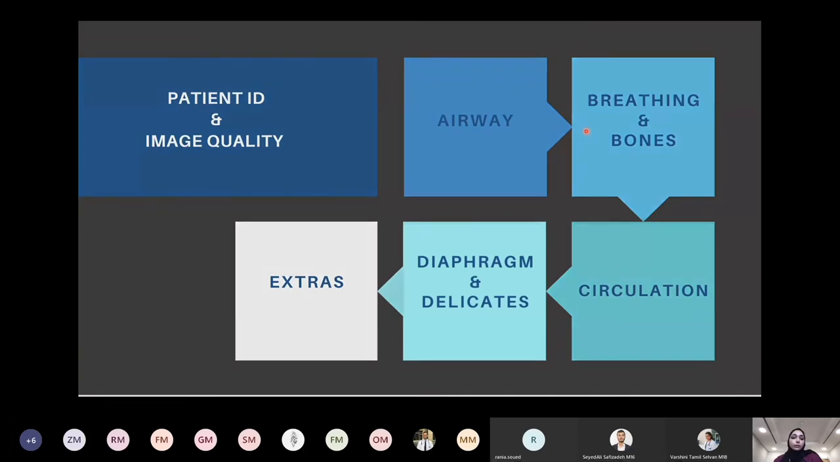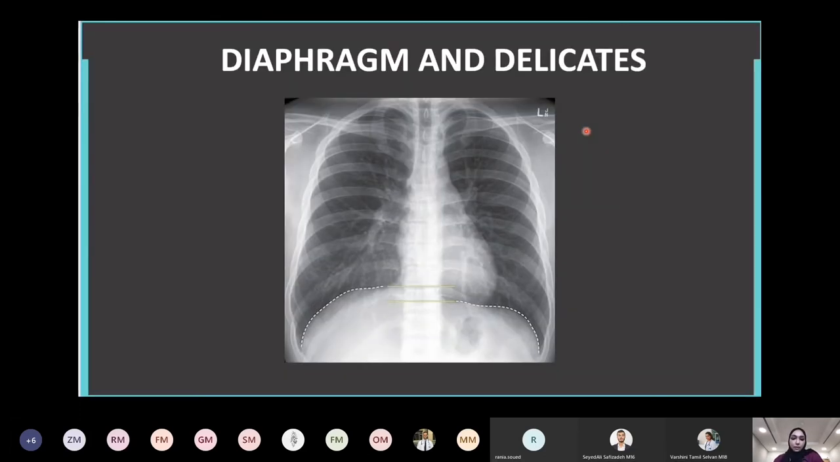Okay. Moving down to diaphragm and delicates. General facts about the diaphragm. Your right diaphragm is obviously higher, or more superior, than your left diaphragm, and that's because you have the liver. Your liver sits over here, while your stomach is a bit at the bottom. Your liver is a very solid organ, so it usually pushes the diaphragm upwards.